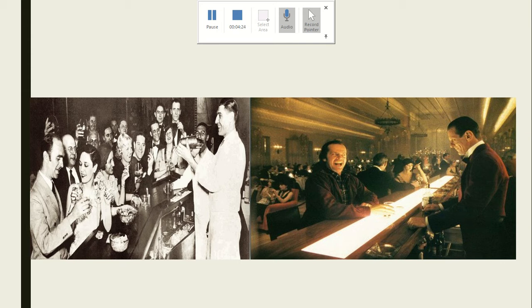Here I have some picture parallels with Jack at the Bar and some speakeasies of the 1920s. I thought these were really interesting. I honestly just found these on Google Images from the 1920s, and they looked so similar to the scenes from the movie. I had to include them so you guys could see. That was pretty cool.